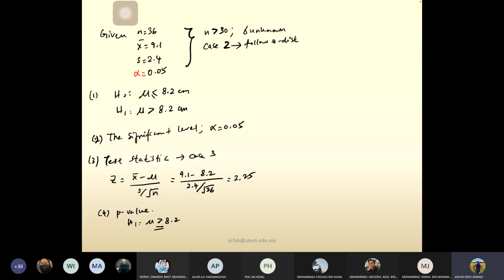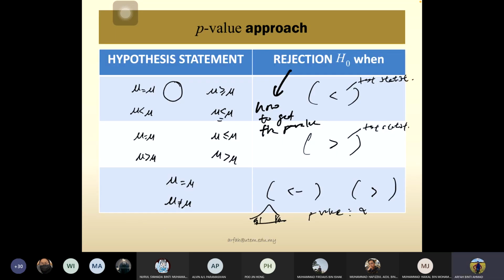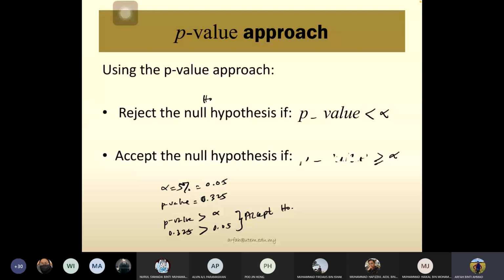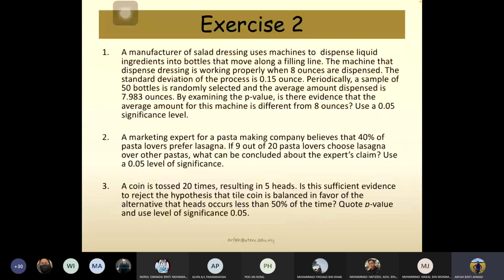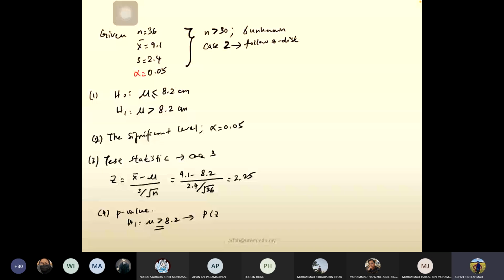So if you take a look at this table. So for this one, okay. Greater, so probability of Z greater than Z. That means probability of p-value greater than test statistic. So from here, p-value will equal probability of Z greater than the test statistic, 2.25. Okay. That means in the table of normal distribution, this side, the probability greater than 2.25.